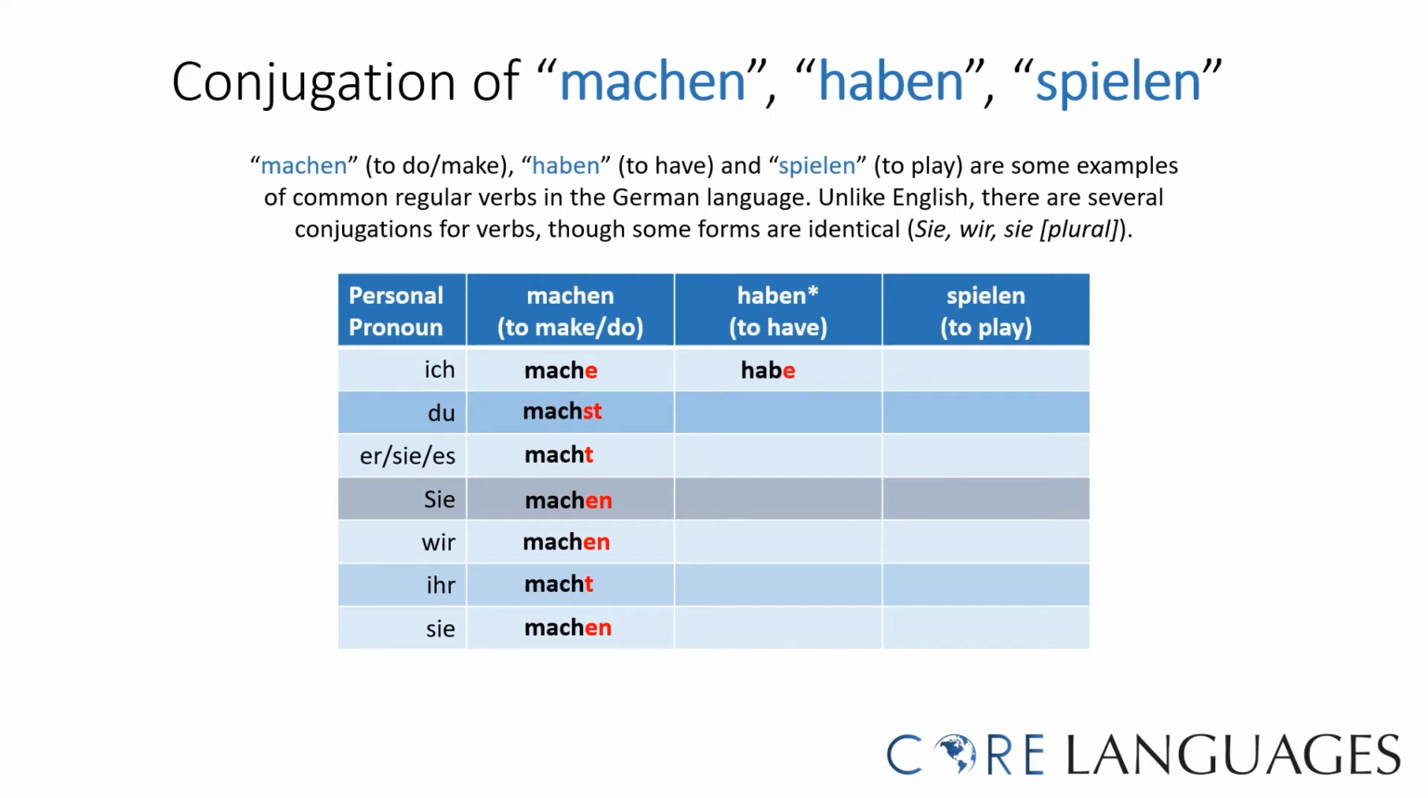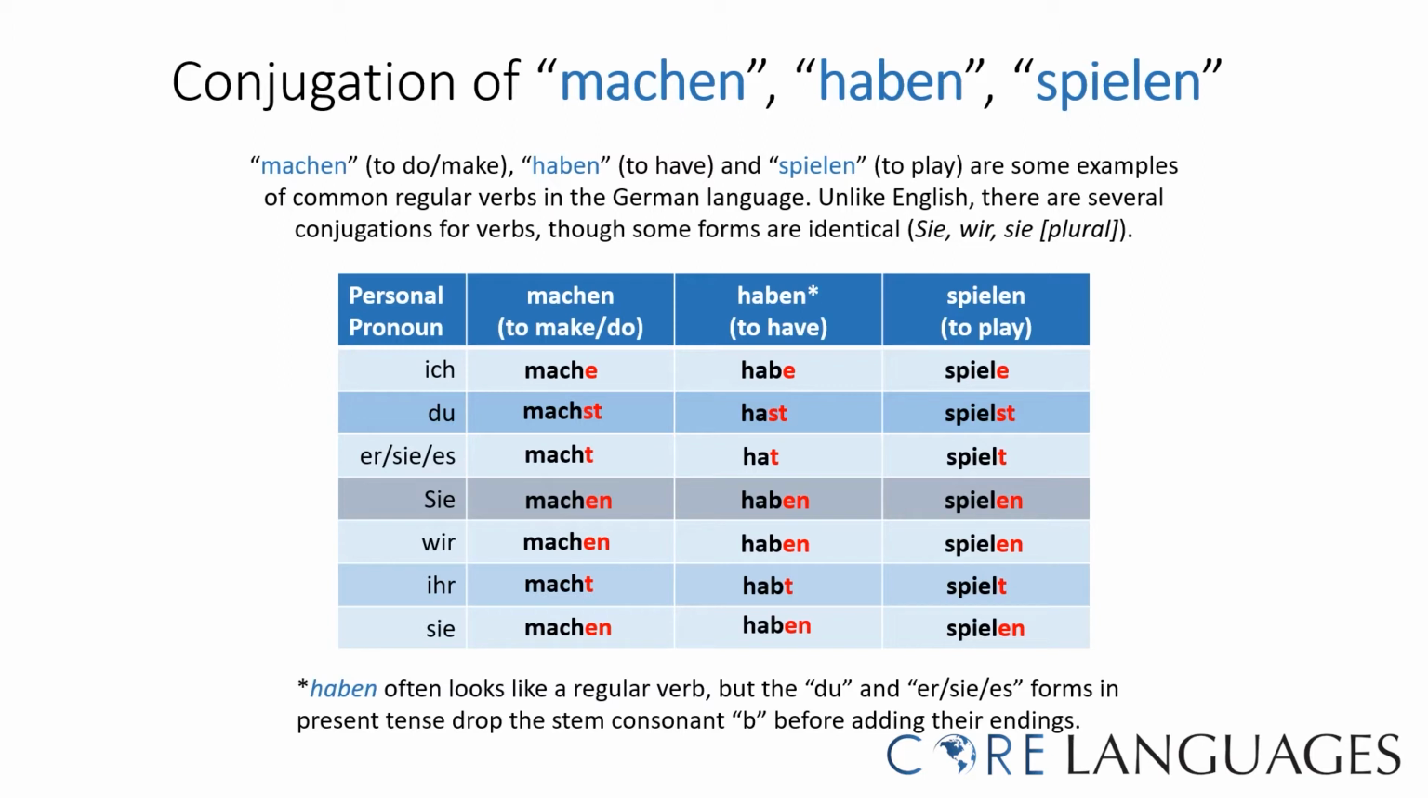Haben. Ich habe. Du hast. Notice that the b was removed. Er, sie, es hat. Again, the b was removed. Sie haben. Wir haben. Ihr habt, sie haben. Spielen. Ich spiele, du spielst, er, sie, es spielt, sie spielen. Wir spielen, ihr spielt, sie spielen.